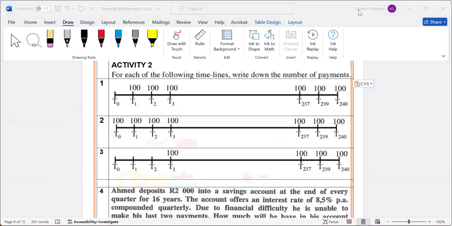For each of the following timelines, write down the number of payments, n. Number of payments is n. So if we look at number one, what would you say? Number one?